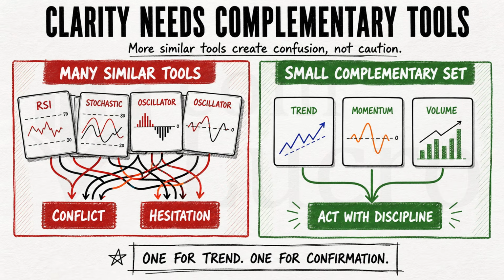The second mistake is the one we talked about earlier in its worst form, overloading the chart, a habit often called overfitting. When you run too many indicators, especially similar ones, you get conflicting signals and confusion instead of clarity. Too much information doesn't make you more careful, it makes you hesitant, and hesitation costs you entries. The better approach is a small set of tools that complement each other. One for trend, one for momentum or volume, and the discipline to act when they agree.